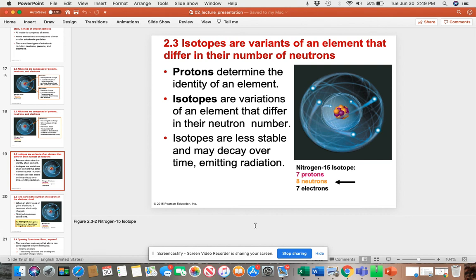Radioisotopes, these are the same elements. However, they have different numbers of neutrons and they are actually radioactive. And we use radioisotopes and radio elements in a lot of research.